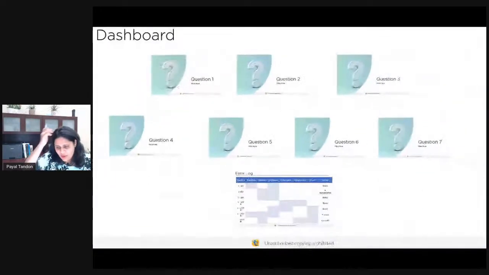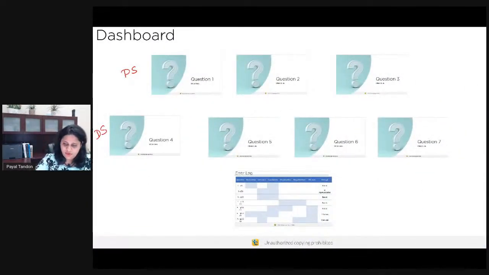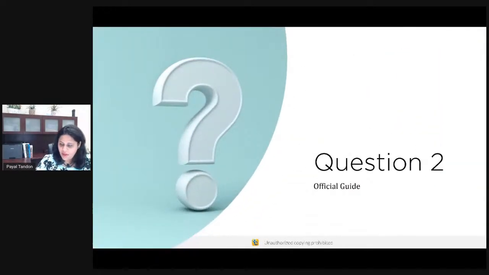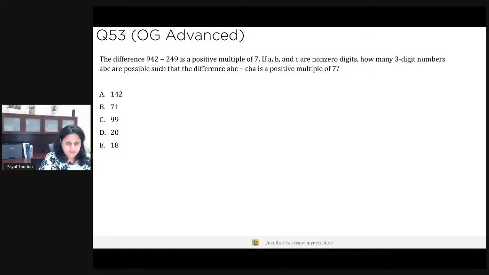So now let's move on to question number 2. We're going to do exactly the same thing now, and let's solve this question. Go ahead. Again, this question is also from the official guide and OG Advanced Guide. Okay, go ahead.